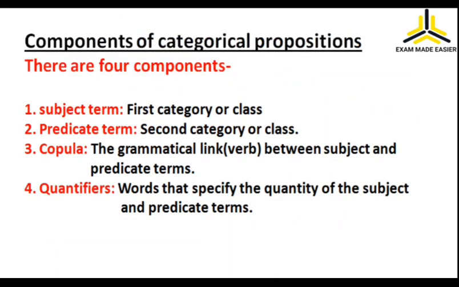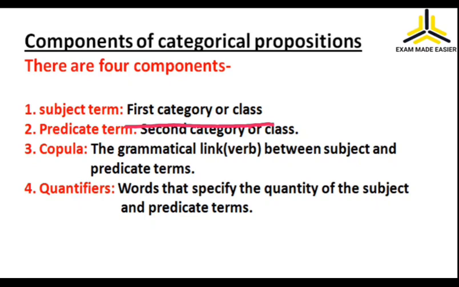Now the components of categorical propositions are also important, because questions may appear in your exam from this portion, and you have to know these terms very carefully. There are four components basically. The first one is the subject term. The subject term is the first category or class. In the example we discussed, bats are mammals, bats was the first class or category. So bats is the subject.